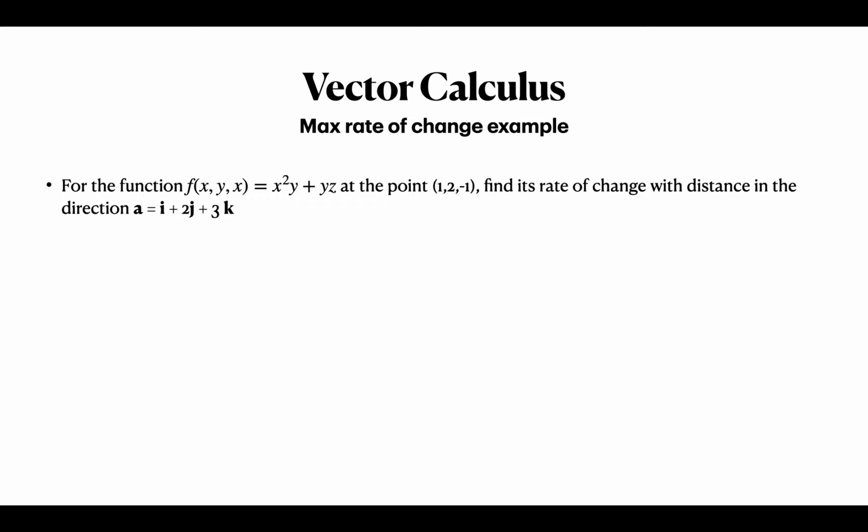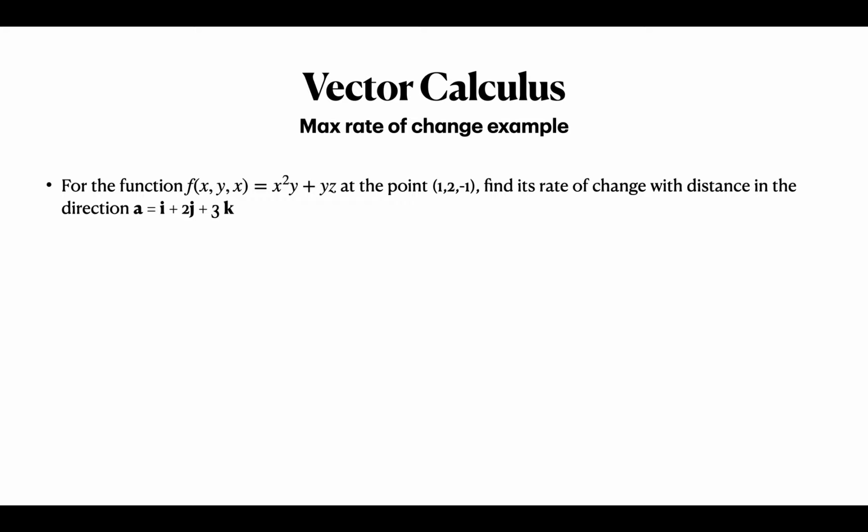Here's a function, x squared y plus yz, and we're interested in how this function is behaving at the point 1, 2, minus 1, and we want to find its rate of change with distance in the direction i plus 2j plus 3k. Let's do this problem first.